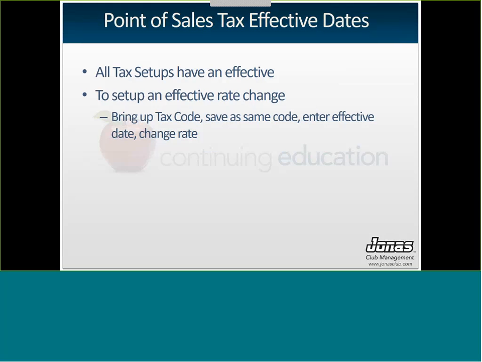If you do have a tax rate change, you can set that up in your point of sale ahead of time as well. So this is under your tax codes in the point of sale. So again, that's point of sale, system setup, system parameters, and then tax codes.